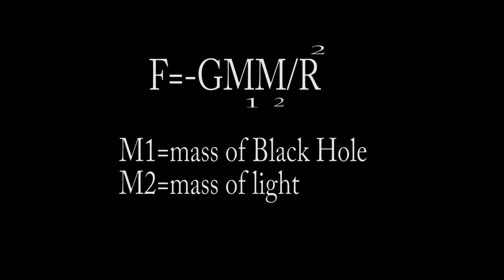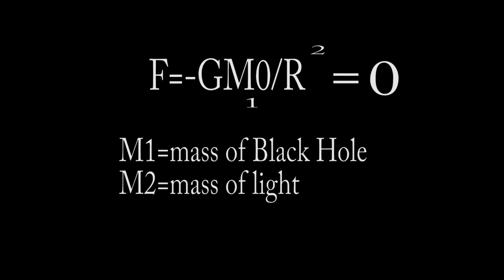So how is it possible for something which does not have mass to be attracted by a black hole? Because according to the formula, force is equal to minus G m1 m2 over r squared. Now m1 is the mass of the black hole, but m2 is the mass of light. But in this case, m2 is 0. So that means force is equal to 0? Whoa, it's getting really confusing. I'm going to explain the phenomena of light and black hole.